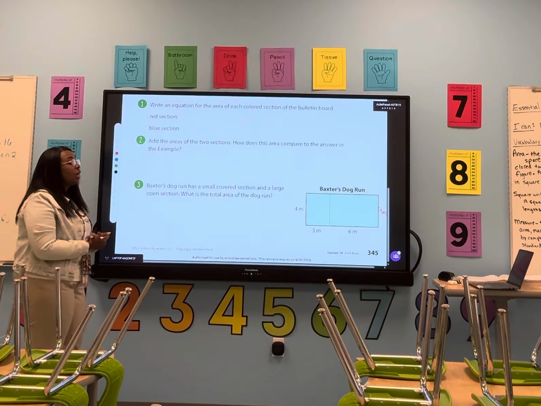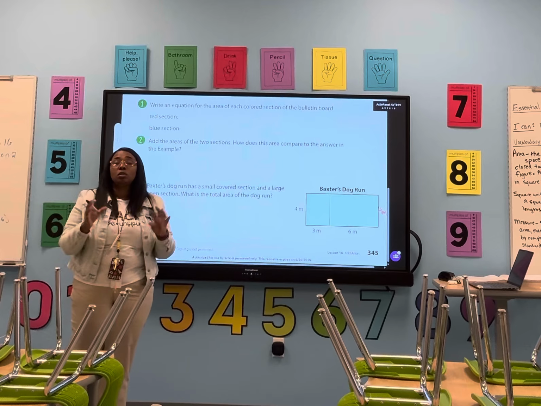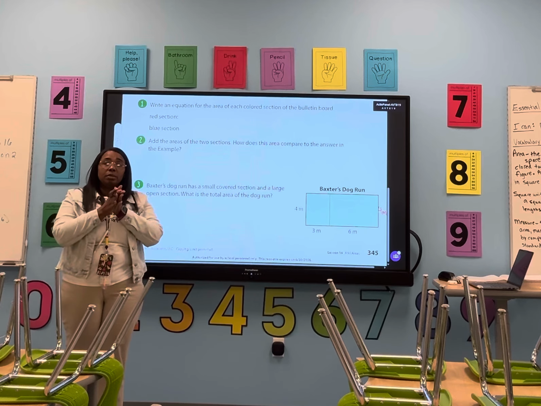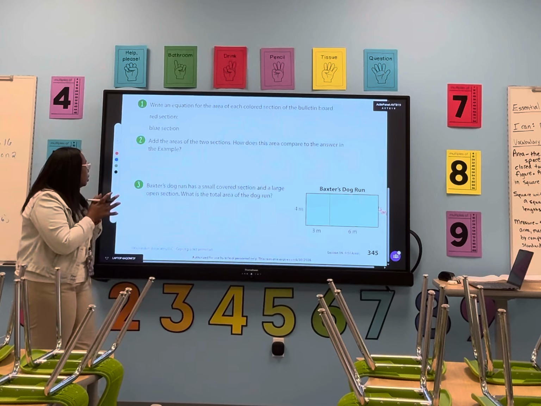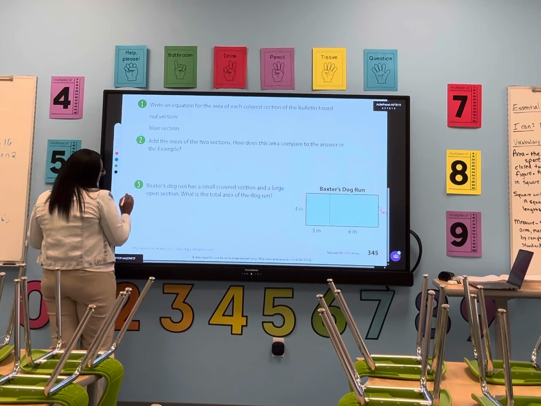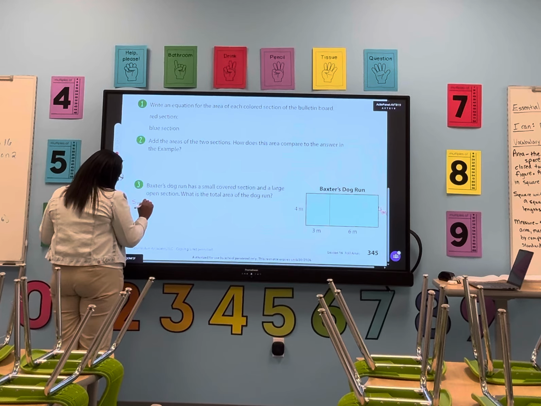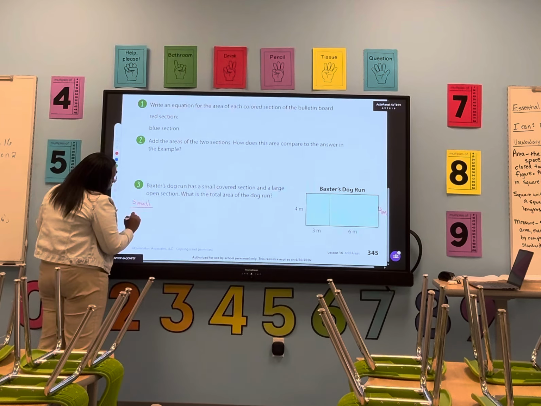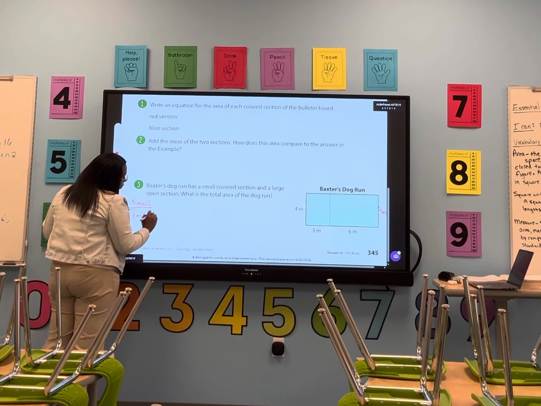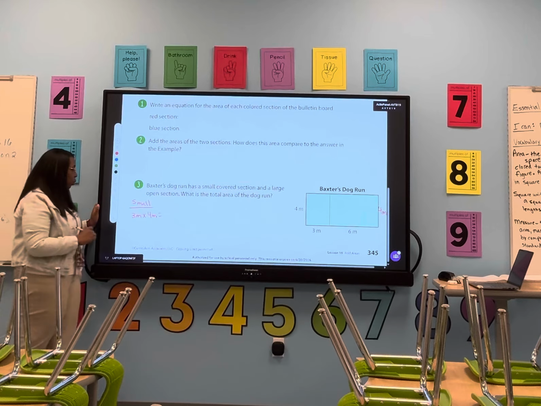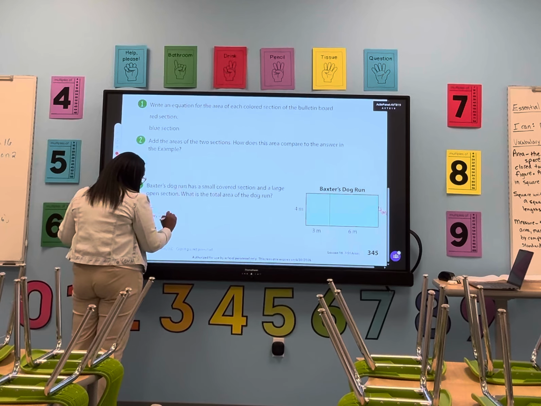But before we do that, we have to figure out the area of the 2 smaller rectangles. Once we figure out those 2 areas, then we can add them together to get the larger one. So let's do that. So I'm going to start with the small one. I'm going to label it as small so you know which one I'm doing. So the small one has a length of 3 meters times a width of 4 meters. And when I multiply that, that is going to give me an area of 12 square meters.